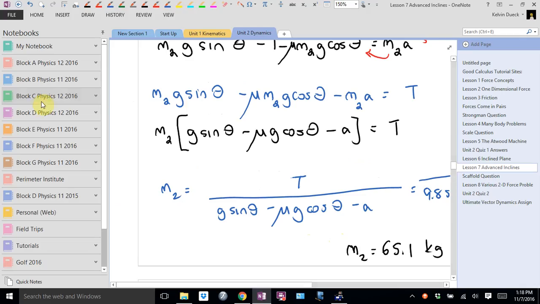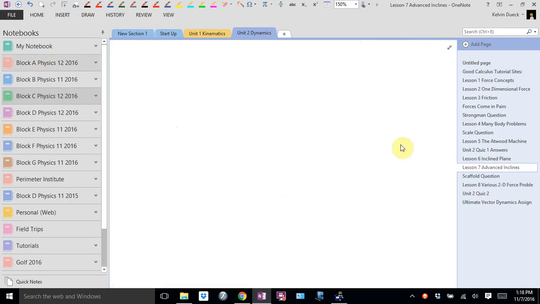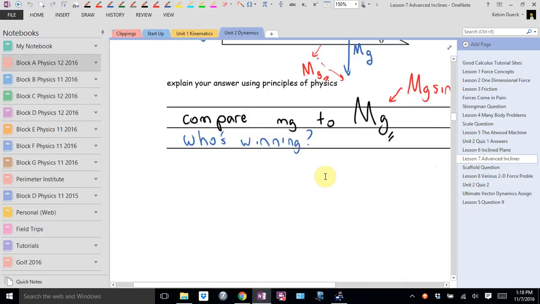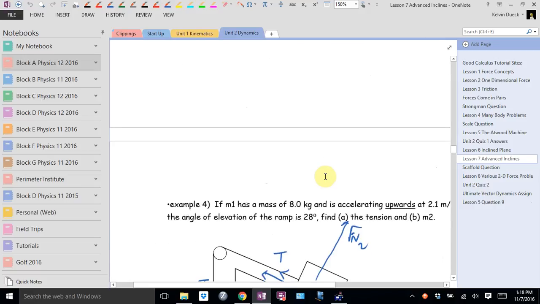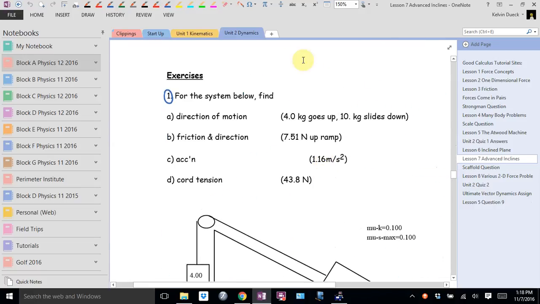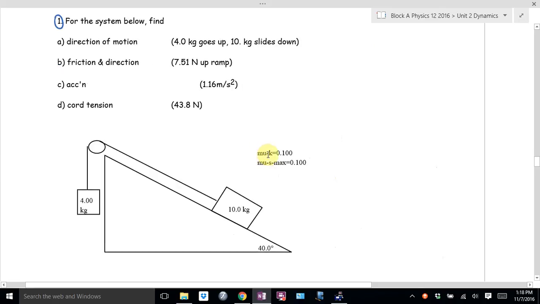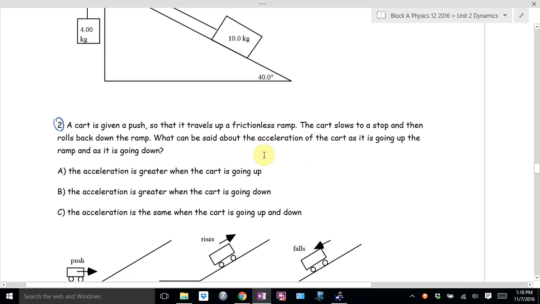What's your homework? Here's what I assigned my block A's. Number 1. Okay. I did give you the mu right there. I just wrote it out because I couldn't find the mu symbol on my keyboard at that point. So number 1. Number 2.